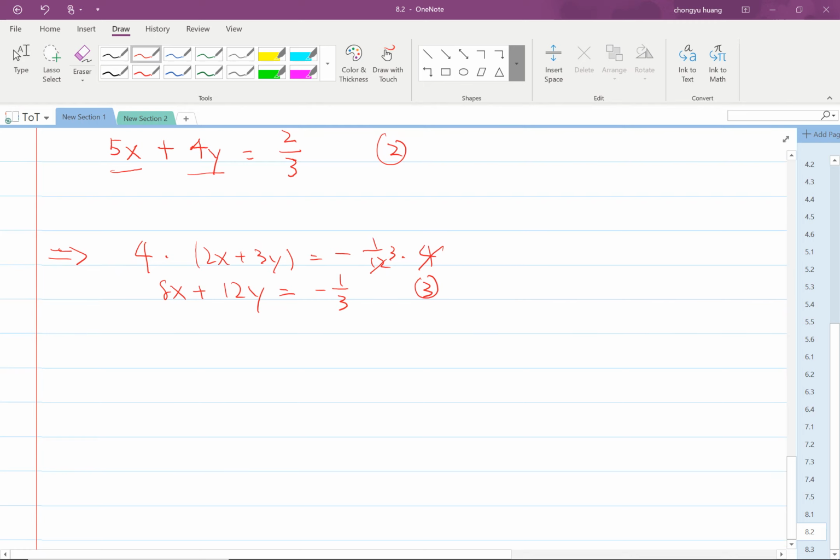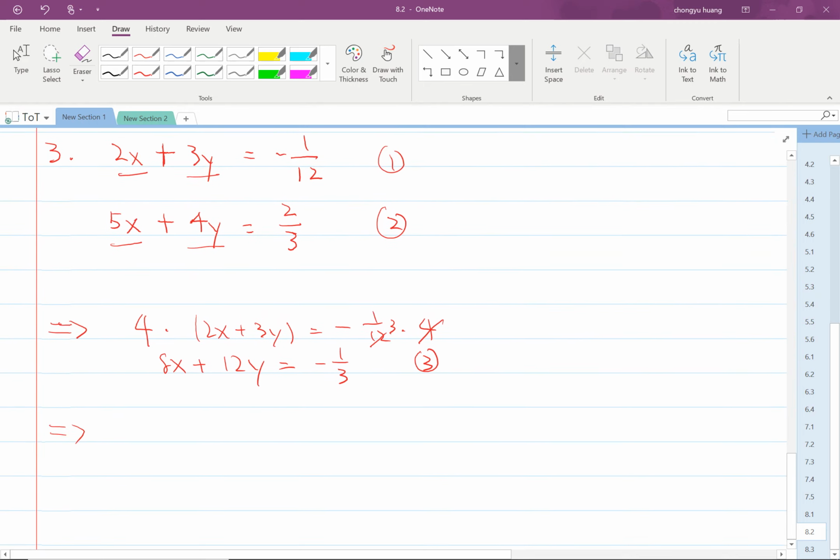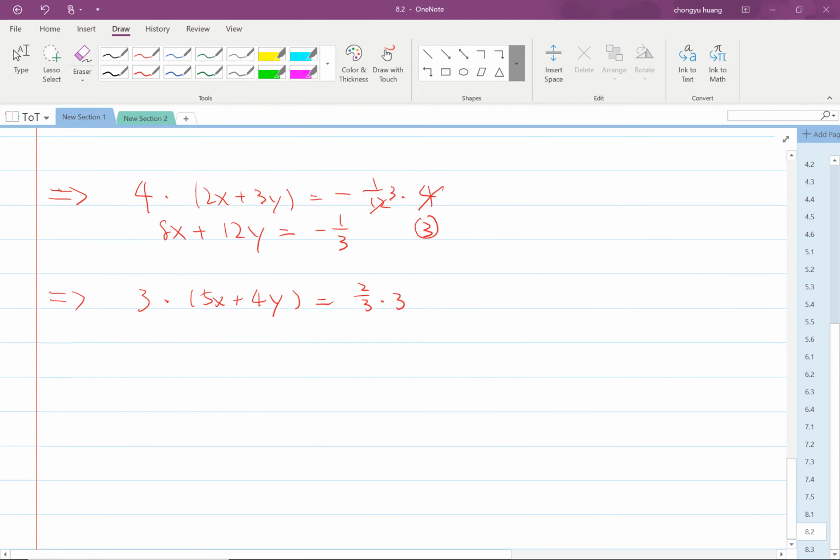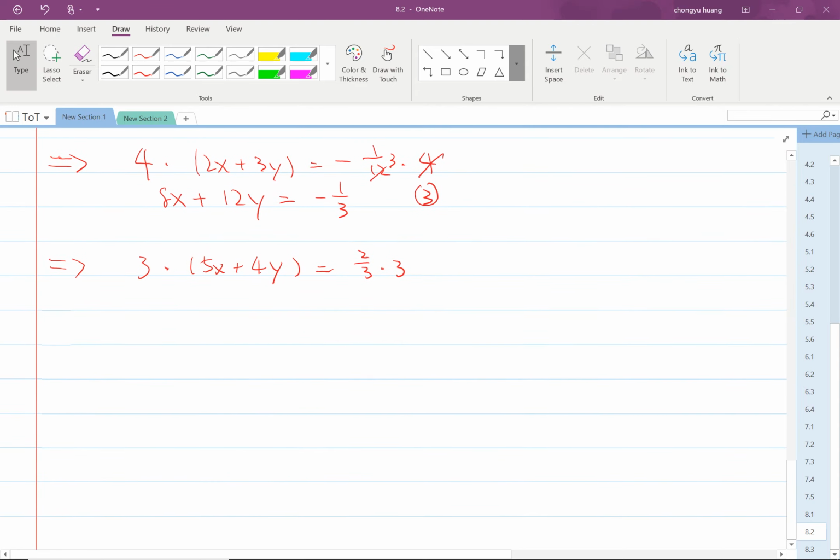Okay, so over here you basically multiply equation 2 by 3. 5x plus 4y equal to 2 over 3, multiplied by 3. Let me move it down. As you can see, we simplify it: 15x plus 12y is equal to 3 times 2 over 3, the 3 cancels, it becomes 2. This is equation 4. So after doing those multiplications, we have it now.